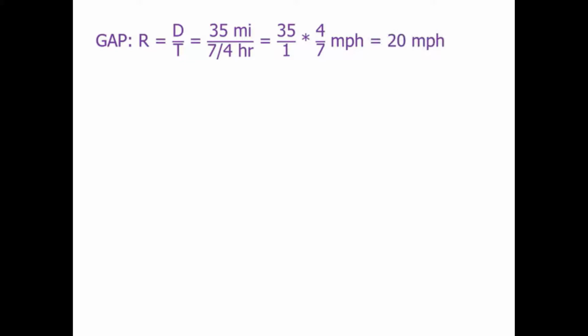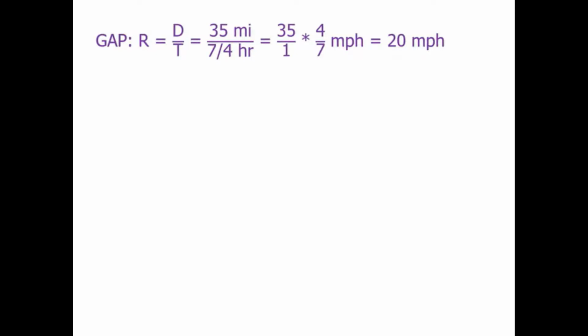So we'll set up a D equals RT for the gap, and we want to actually find the R. So the D we know is 35 miles. The time we know is 7/4 of an hour. We're going to write that divided by 7/4. We're going to write that as a fraction, the reciprocal, 4/7. We'll cancel the factor of 7. 35 divided by 7 is 5. And then we get 5 times 4 is 20. So the gap speed is 20 miles per hour.